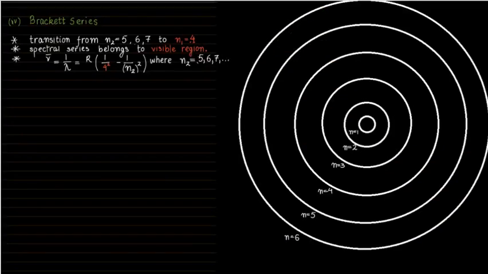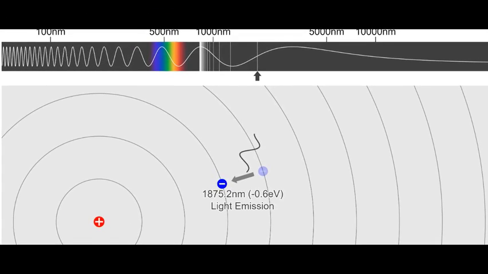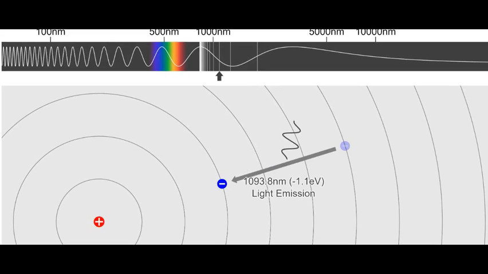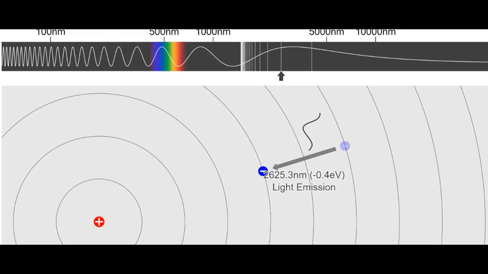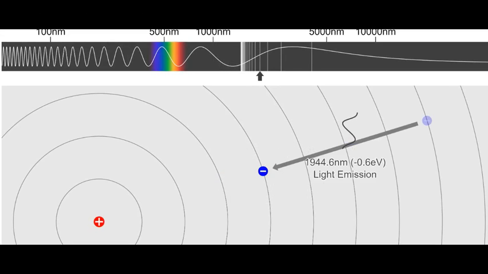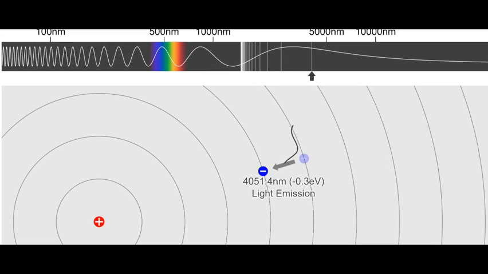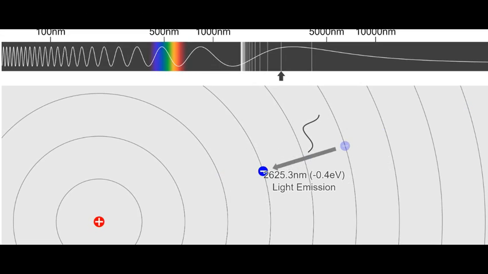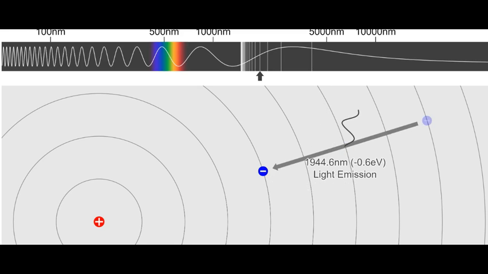Fine. Now similarly is your Brackett series. Now in case of Brackett, this time what happens? The transition is from higher energy levels to your fourth energy level. Fine. So it can be from 5 to 4, it can be from 6 to 4, it can be from 7 to 4, 8 to 4, 9 to 4 and so on.